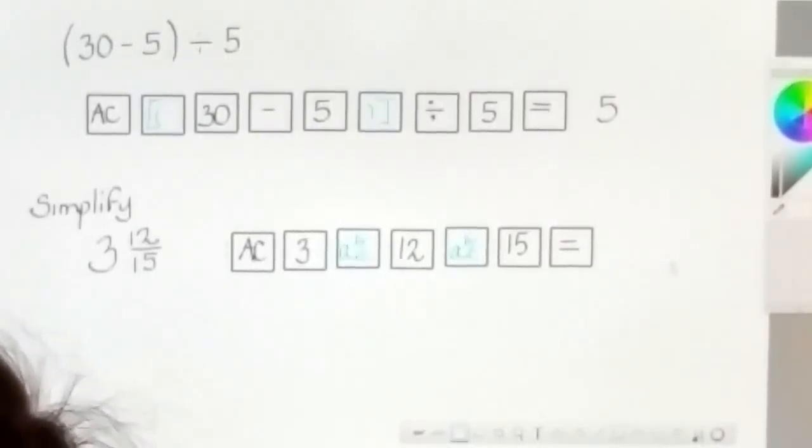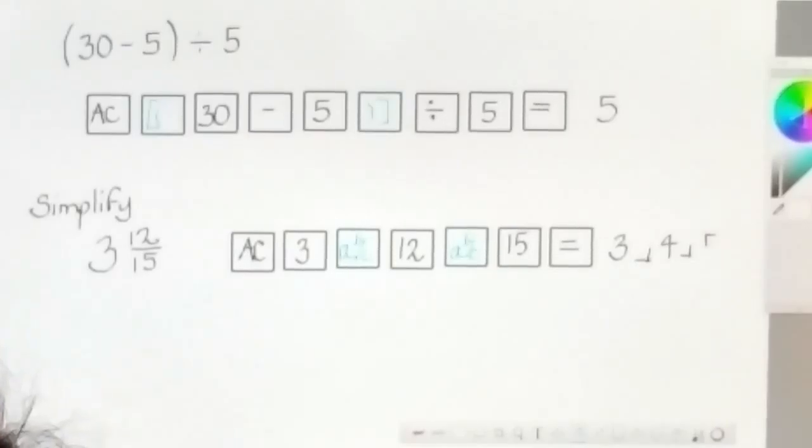But when you press equals, so you have 3 and 12 and 15, your calculator will give you the reduced mixed number. And if you were doing this by hand, you would be dividing by 3 to reduce the fraction. So 4/5 would be your reduced fraction. So your final answer would be 3 and 4/5 as a reduced mixed number.